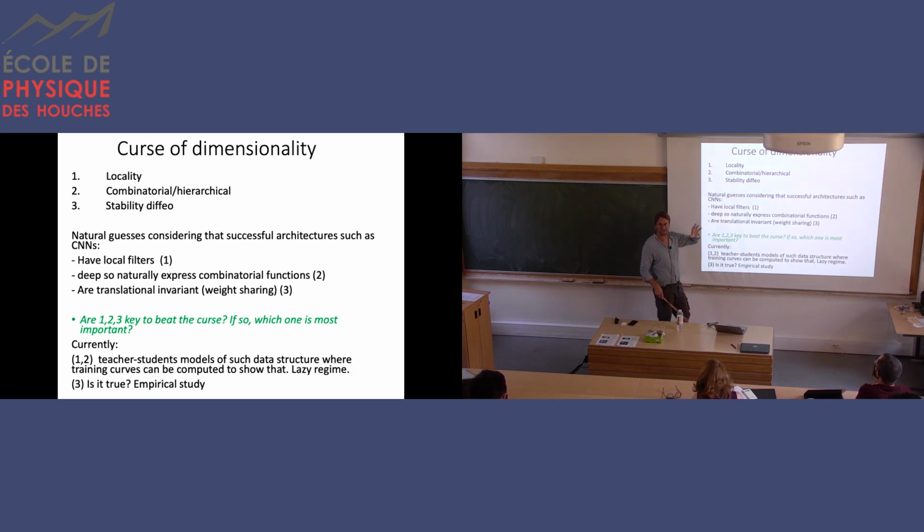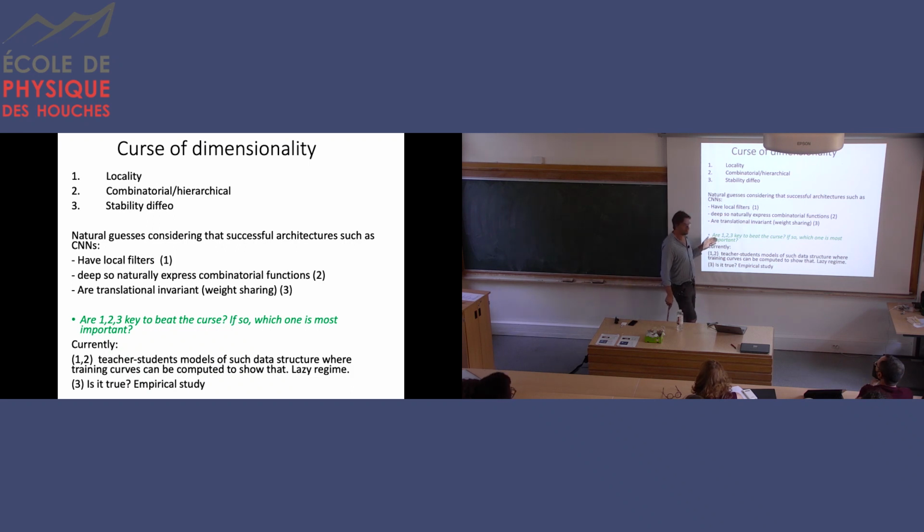You have weight sharing, so at least you enforce that if you translate the image, you get the same answer, which is not the same as stability to diffeomorphisms, but it's sort of related. But I think this question is still completely open. Which of those three ingredients are really central to understand how you beat the curse of dimensionality? And if the three are important, is one more important than the others, and so on?